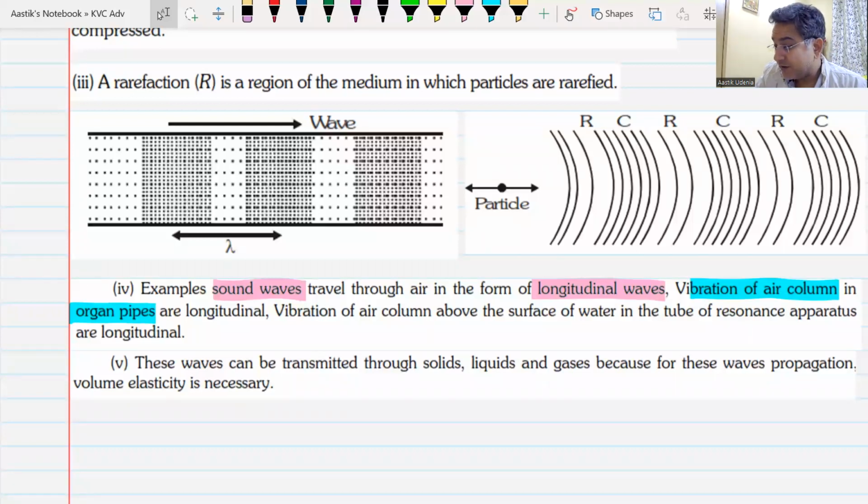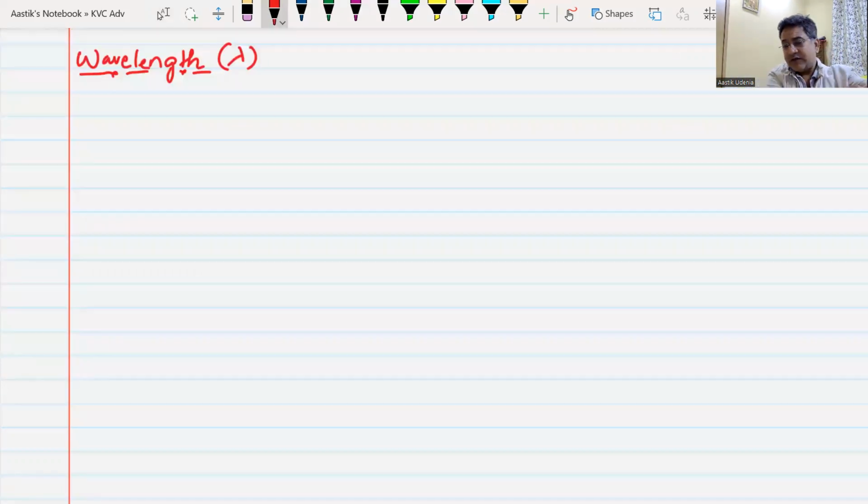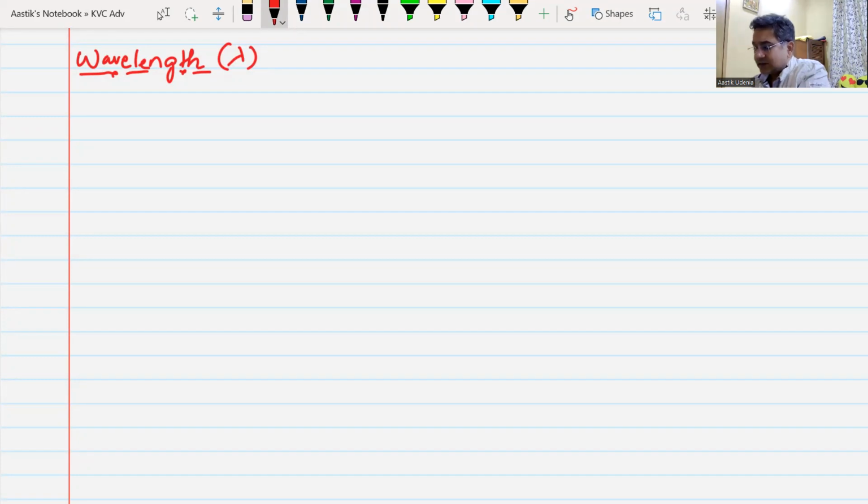Now, whether the wave is transverse or longitudinal or an EM wave, or any type of wave, there are some terms that we will have to understand before taking our next step. The first term is known as the wavelength of a wave. So that is what you are going to write. This entire chapter is all about understanding the terms and understanding the wave equation. If you understand the terms and the wave equation, that is all this chapter is about. Nothing else you have to understand.